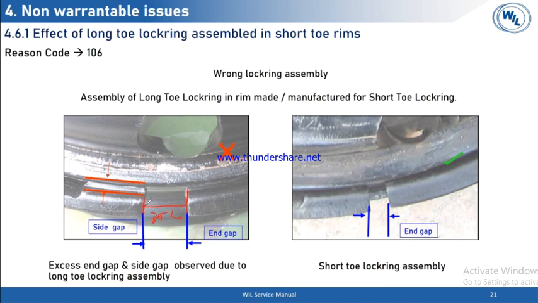If the lock ring gap is more, like 30 mm, 40 mm or like that, then there are chances the lock ring will come out from this. So the end gap will also increase, and the side gap what we are seeing here will also increase if we are using the wrong lock ring. If we are using the correct lock ring, you will get the end gap like that, and the side gap will be less than 3 mm. So this is correct.